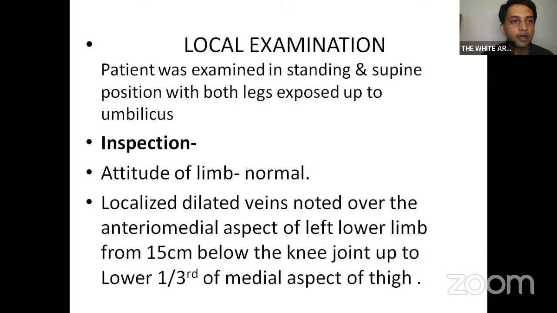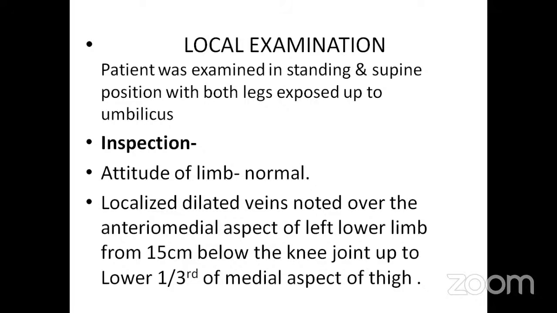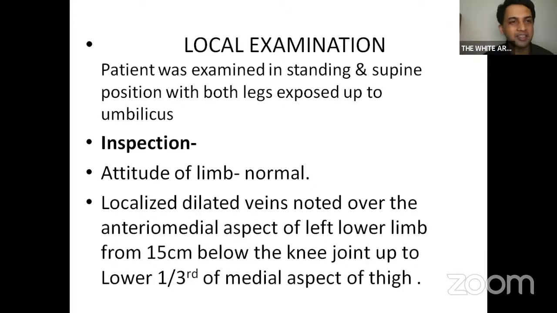That's called phlegmasia alba dolens. When higher up the iliac veins are obstructed, it can cause severe edema and tightening of the legs, along with gangrenous features. That's called venous gangrene, phlegmasia cerulea dolens. Cerulea means blue, alba means white.